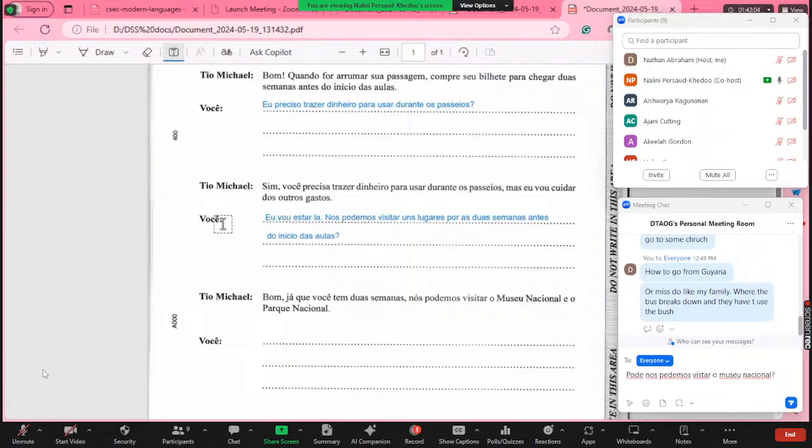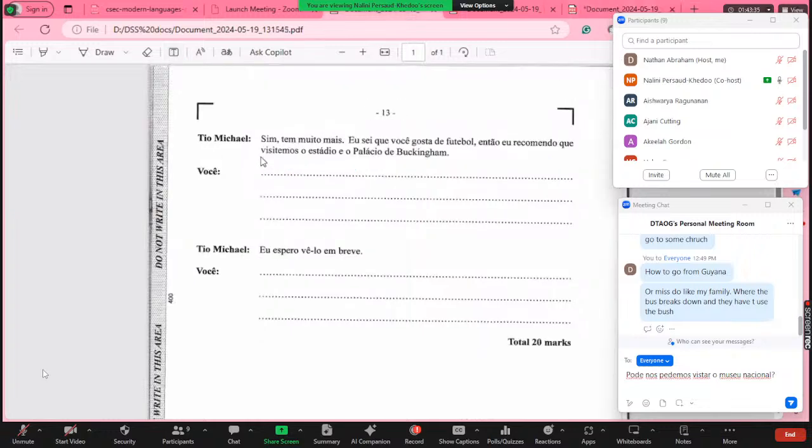So this is it. So you say I'm going to be here. Can we visit some places for the 2 weeks before the beginning? And this is good. You would have 2 weeks, or we can visit the museum and the park. So you're taking a piece from here and a piece from there, and you get your question. So we gotta look at the next answer. The next answer says yes, you have a lot.